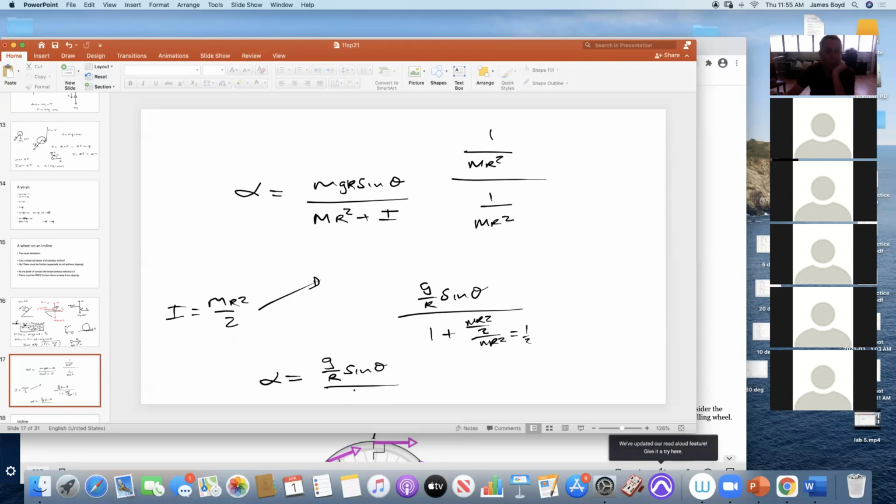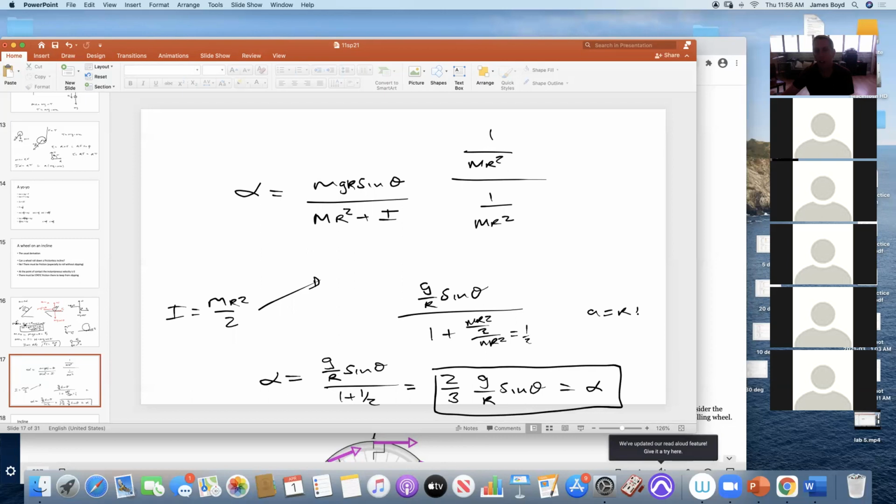Oh, no, it's absolutely fine. 1 plus 1/2, this bottom is 3/2, so this is 2/3 g over r sine theta is alpha. Okay. Now, what is A? Well, A is R alpha. So if I multiply both sides by R, A is g sine theta with 2/3 in front. 2/3 g sine theta. That is A.